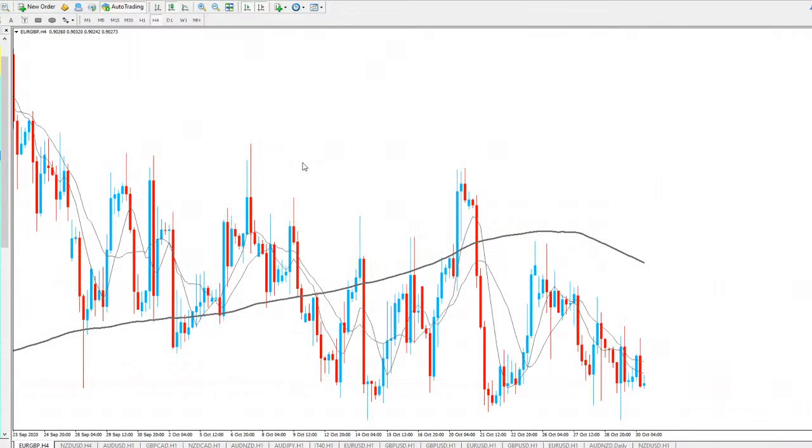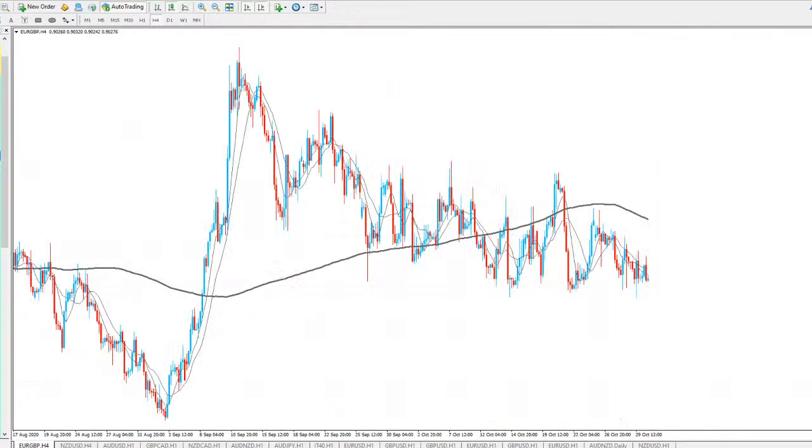Euro GBP, this one again still moving sideways essentially.